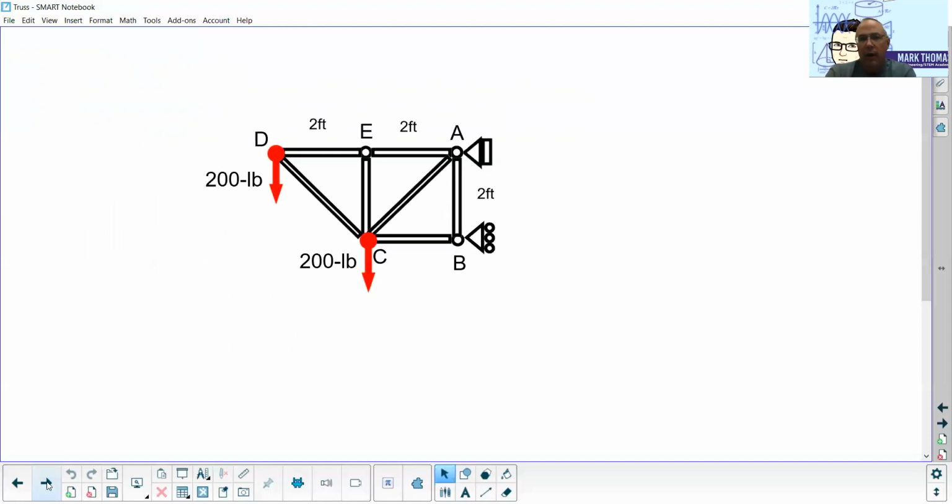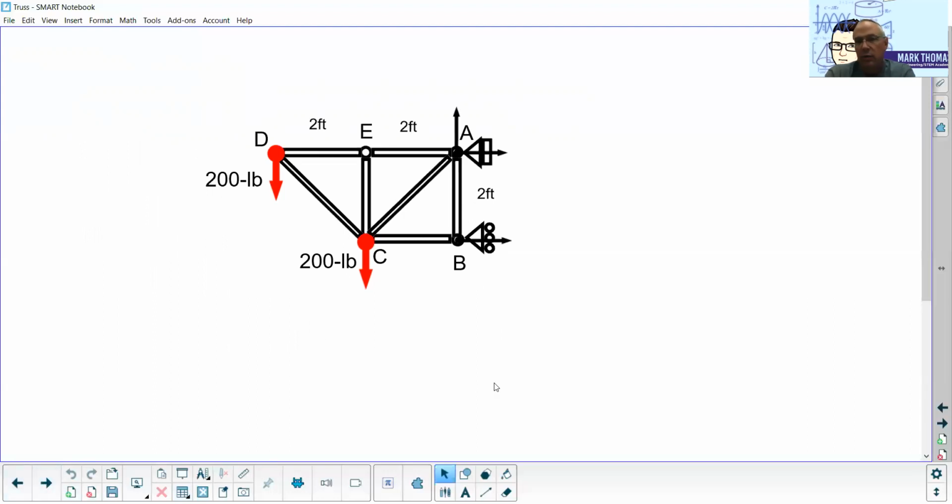So here is our problem. We have a truss setup. All of our horizontal and vertical dimensions are 2 feet. We have a pin in the top right corner. We have a roller in the bottom right corner. And then we have these additional loads of 200 pounds, both at C and D.